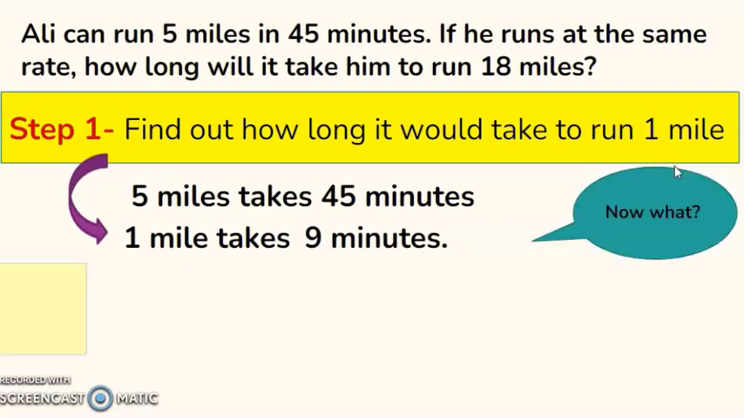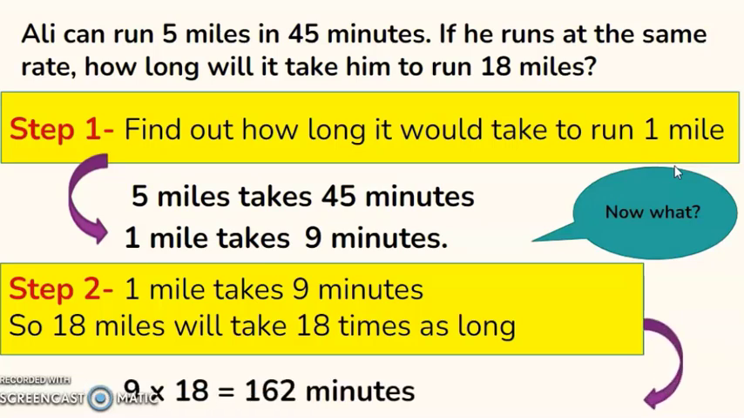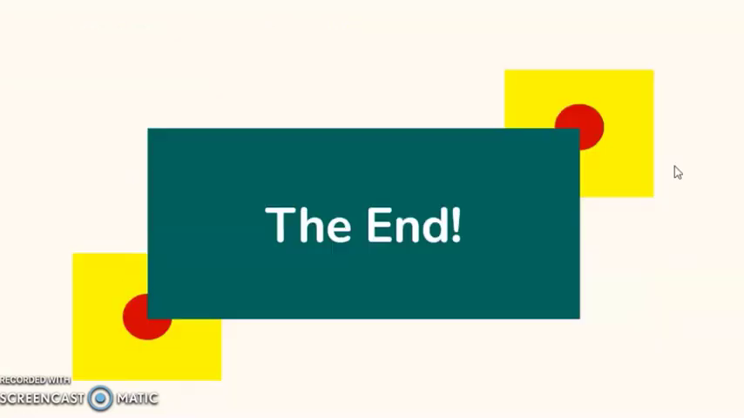Now what? Step 2. 1 mile takes 9 minutes. So 18 miles will take 18 times as long. So in order to get the time required for 18 miles, we are going to multiply 9 minutes by 18. So 9 times 18 is 162 minutes.